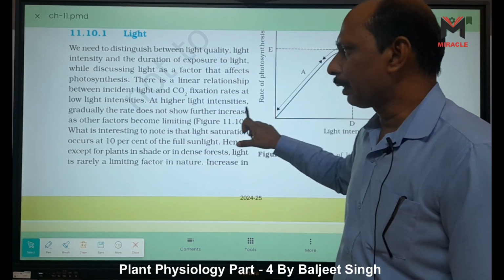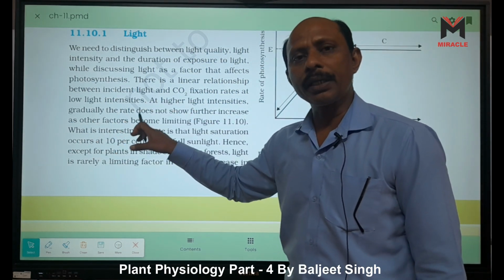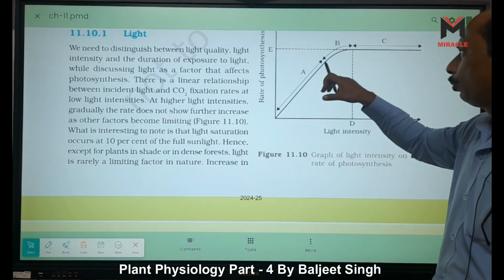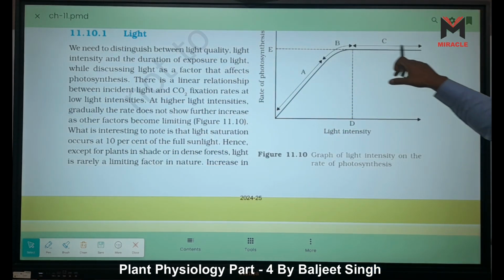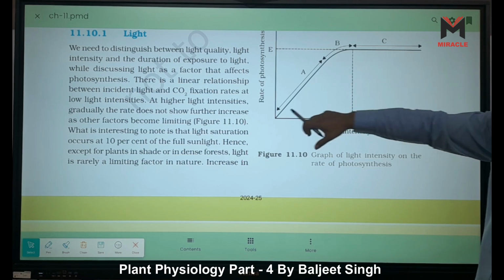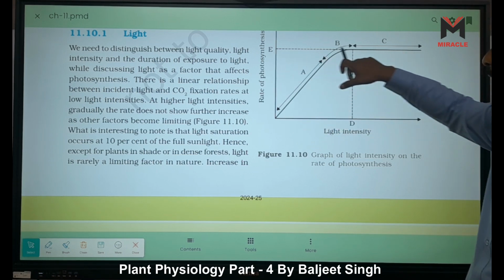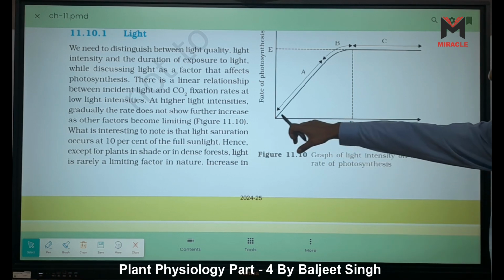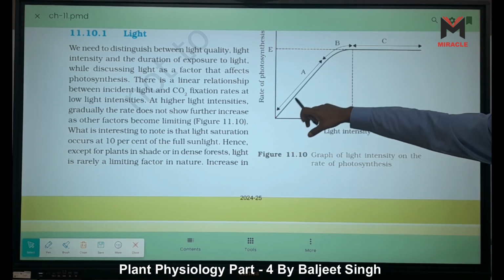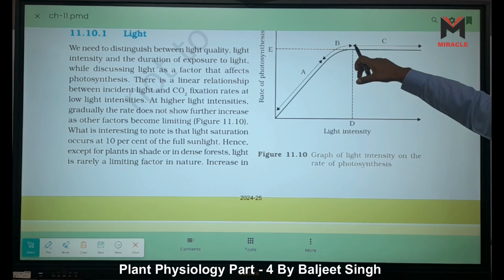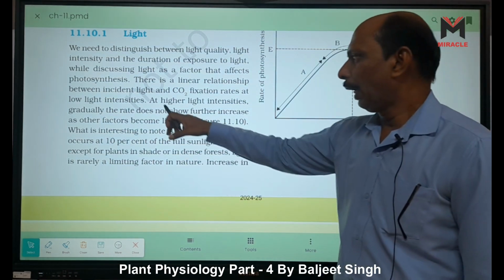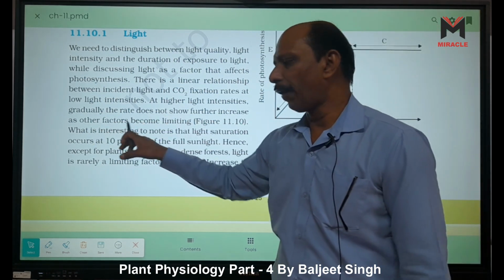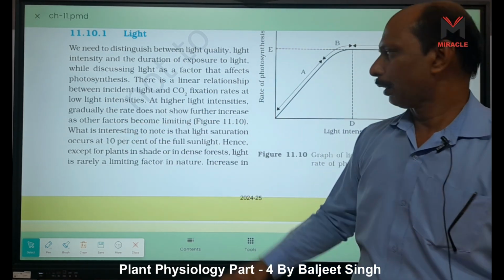At higher light intensities, gradually the rate does not increase, right? You can see in the graph, after some time, what happens? Efficiency stops. Now it becomes constant, right? Light intensity is increased, first the rate of photosynthesis is also increased, but after some time, what happens? It becomes constant, right? At higher light intensities, the rate does not show further increase as other factors become limiting. At that time, what happens here?